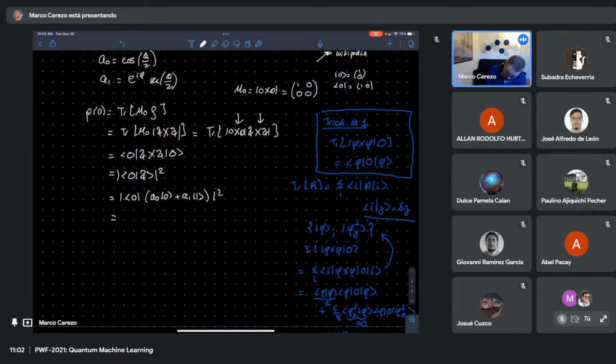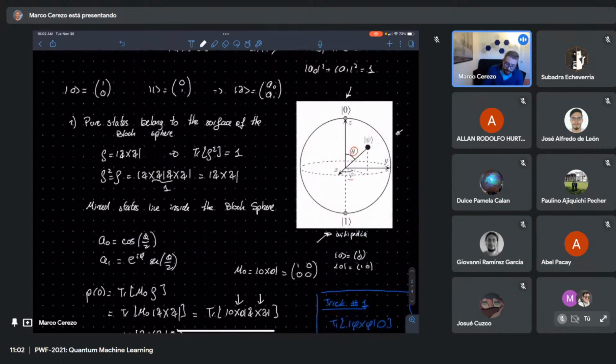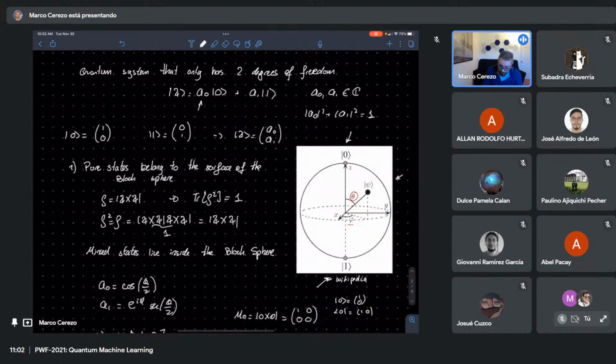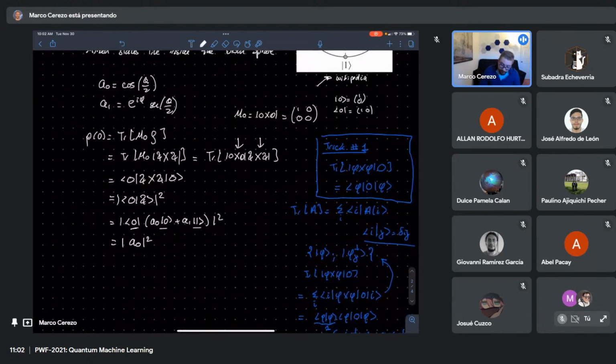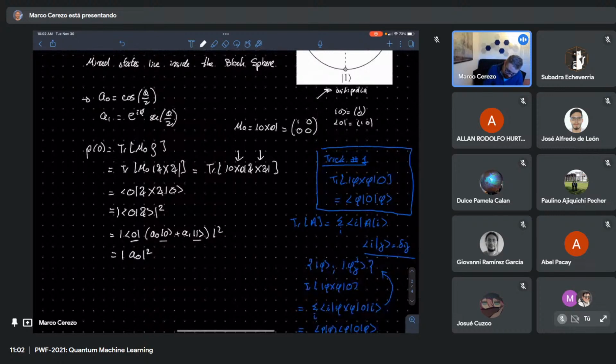So of course we know that whenever we have 0 with 0, we're going to get a 1. So I'm just going to get here modulus of A0. And whenever I get 0 with 1, I get a 0 because those two states are orthonormal. So this is just what we expect and what we already know. The probability of 0 is just the modulus squared of the coefficient that accompanies the 0. So, you know, this might be obvious, but it's good to do this calculation at least once. And if we use this definition that we have right here, we know that this is going to be equal to the cosine of theta over 2 squared.